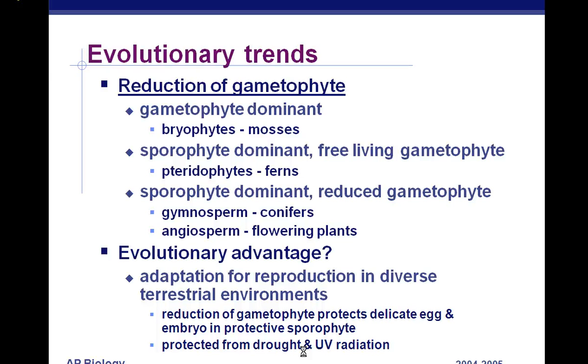As a general trend, as far as the reduction of the gametophyte, you should be familiar with this. The gametophyte is dominant in bryophytes. The sporophyte is dominant in pteridophytes like ferns, but it's still a fairly big gametophyte, that heart-shaped structure. But when we get to gymnosperms and angiosperms, the gametophyte is so small it's microscopic. It's totally protected by the sporophyte. What's the advantage? Reduction of the gametophyte protects delicate eggs and embryo within the protective sporophyte, and provides protection from drought and ultraviolet radiation.